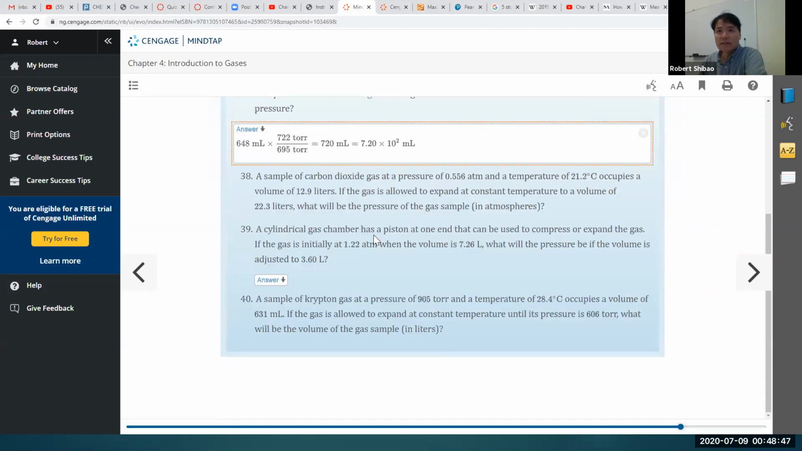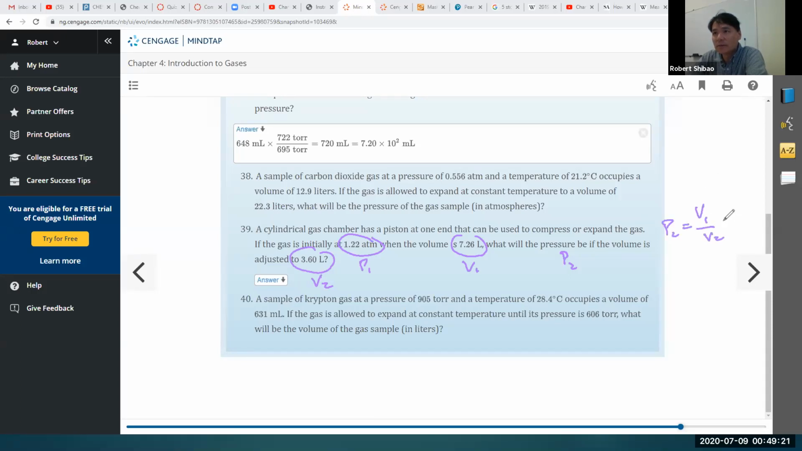A cylindrical gas sample has a piston at one end that can be used to compress or expand the gas. If the gas is initially at 1.22 atmospheres, that's going to be our P1. The volume is 7.26 liters, that's our V1. What will the pressure be? So this is our P2. If the volume is adjusted to 3.60 liters, so this is V2. So this is the same kind of deal. We're solving for P2 using the same equation above.